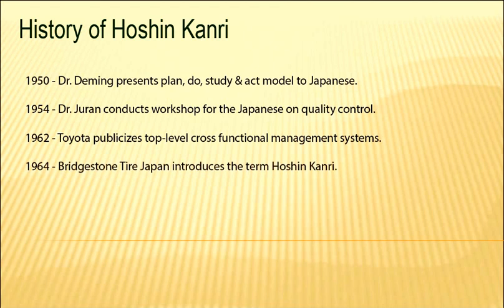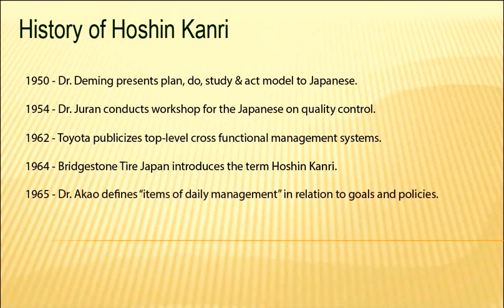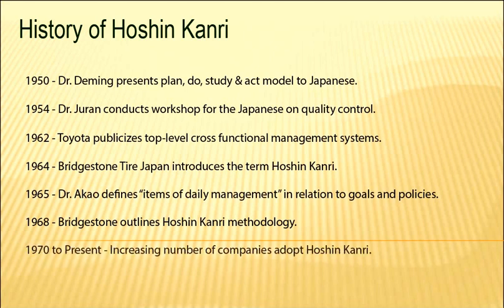1964, the Bridgestone Tire Company introduces the term Hoshin Kanri. In 1965, Dr. Akao defines items of daily management in his article concerning the setting of goals and policies in cross-functional management. In 1968, Bridgestone Tire outlines a method to develop Hoshin Kanri and establish a quality assurance system for the purpose of management reform. From 1970 on, an increasing number of companies adopt Hoshin Kanri. Currently, the Malcolm Baldrige Award strongly suggests the use of Hoshin Kanri as a methodology for strategic planning.